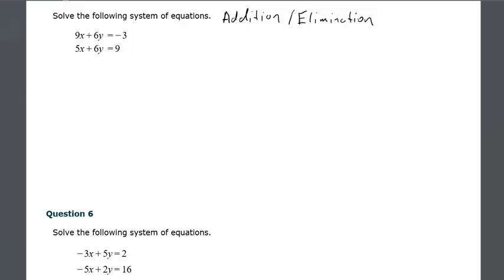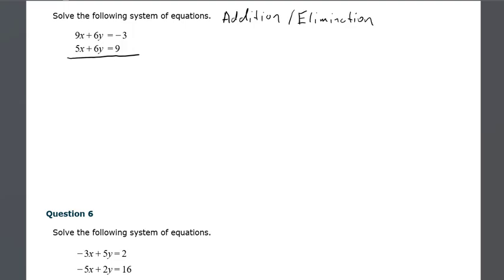So let's go through this method. The first thing that we do, we make sure that our x and y are on the same side, and on the other side of our equal sign would be our constant, which is the case for this particular example. Now we have 9x plus 6y equals negative 3, and 5x plus 6y equals 9. If I were to add these two equations together just as they are, I would have 14x plus 12y equaling 6. Now my goal is to eliminate one of the variables. So in its current form, I can't do that.